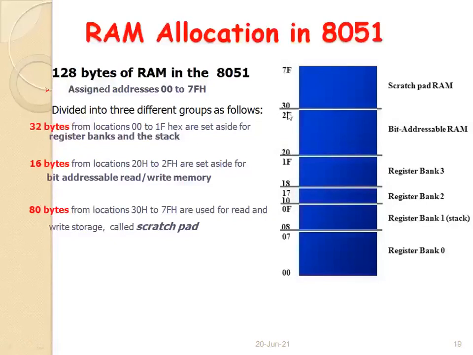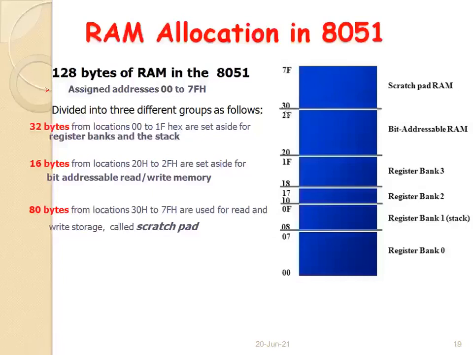After that, 30 to 7F, these 80 bytes of memory location are the scratchpad RAM. The scratchpad memory location you can compare to your copy, where you use a pen or pencil and paper. You can write something and then erase it, just like your notepad or scratchpad. That is the memory location inside the RAM from 30 to 7F.